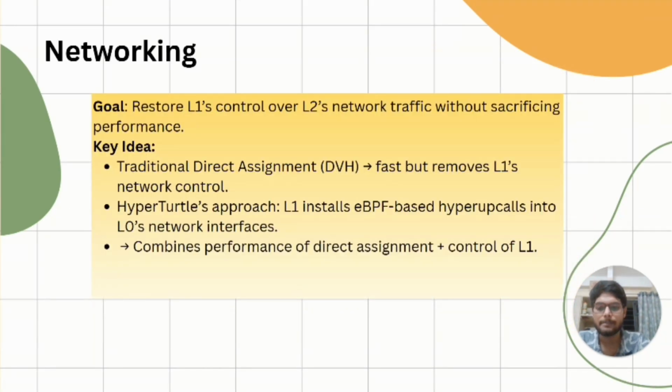Networking. HyperTurtle also improves nested network performance while keeping L1 in control. Normally, direct assignment provides high performance but removes L1 control. HyperTurtle fixed this by letting L1 install an eBPF-based hypercall into the L0 network stack. This combines the speed of direct assignment with L1's ability to manage network policies.